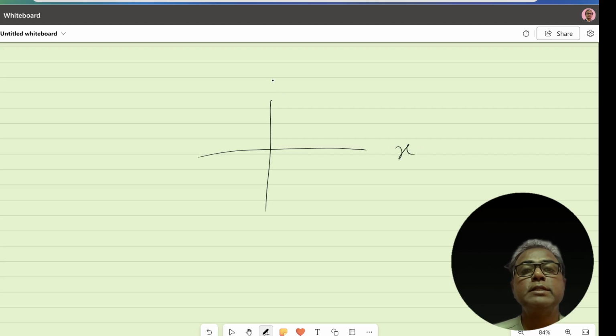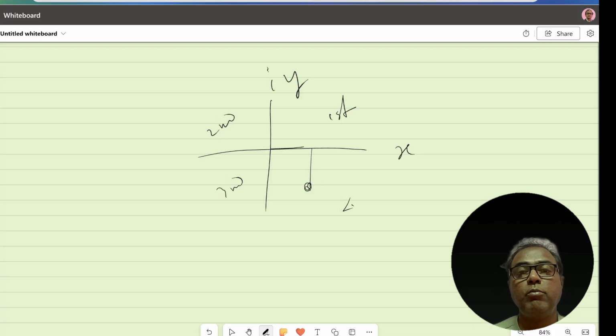The x axis is the real axis and this is the iy axis, with x positive and y negative. So this point lies in the fourth quadrant. This is the first quadrant, this the second quadrant, third quadrant, and this is the fourth quadrant. So this complex point lies at x, y, where y is negative. So this plane is this.